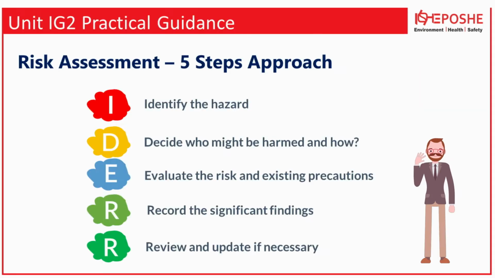Hope you will remember the 5-step risk assessment approach, which we covered in IG1, Element 3. Step 1. Identify the hazards. Step 2. Decide who might be harmed and how. Step 3. Evaluate the risks and existing precautions. Step 4. Record the findings. Step 5. Review and update the risk assessment if necessary.